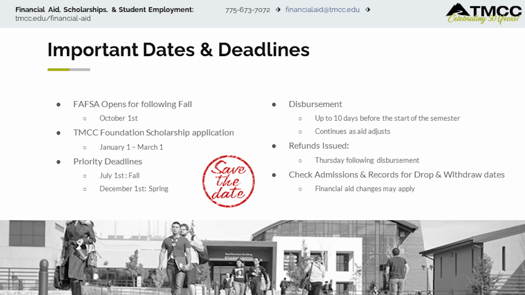Students are encouraged to check with Admissions and Records Department regarding drop and withdraw dates. Drops generally result in a reduction to financial aid. If a student withdraws from a class or classes, this can impact future aid. It is imperative that the student contacts financial aid before adjusting their schedule to ensure that they understand the impact withdrawing or dropping classes can have on their financial aid package.